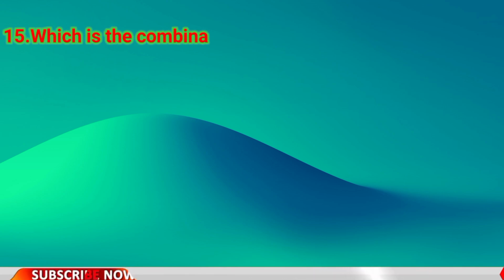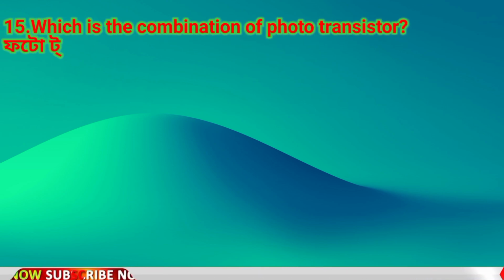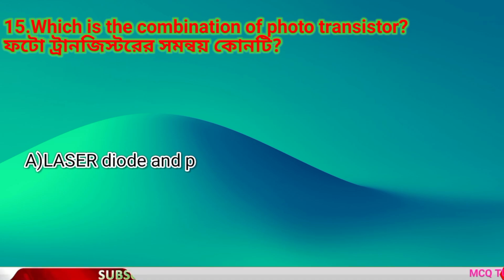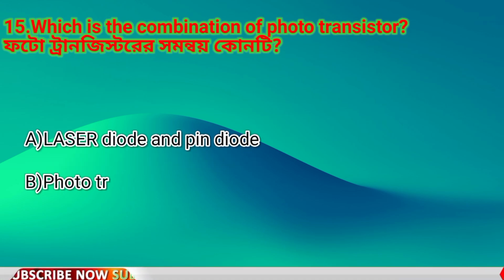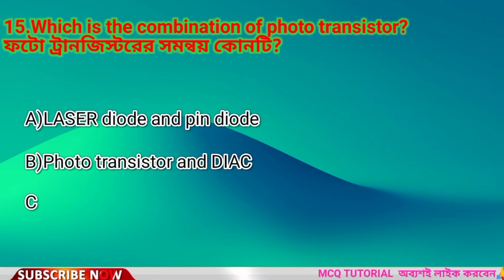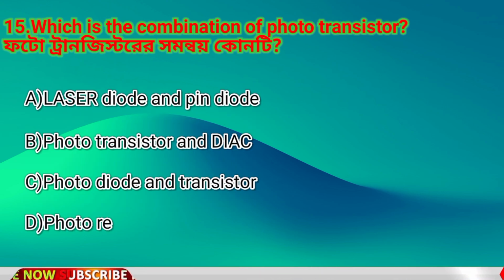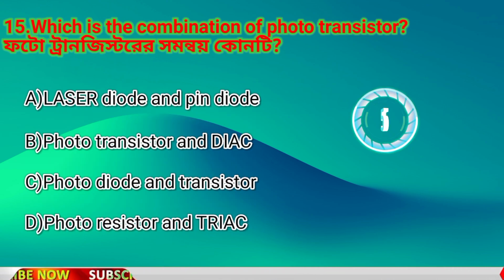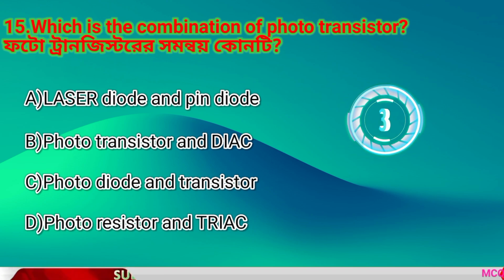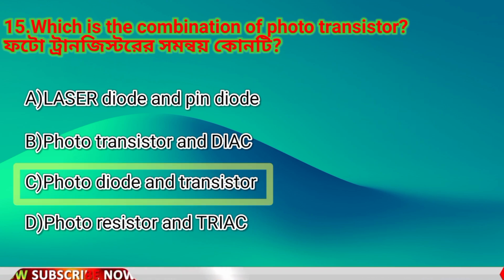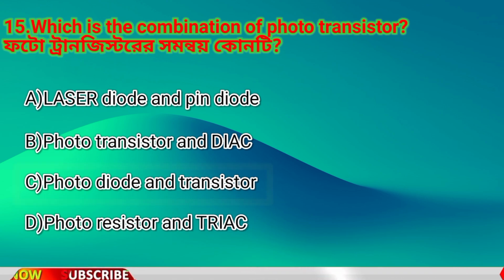Which is the combination of phototransistor? Option A laser diode and pin diode. Option B phototransistor and diac. Option C photodiode and transistor. Option D photoresistor and triac. উত্তর হবে অপশন সি photodiode and transistor.